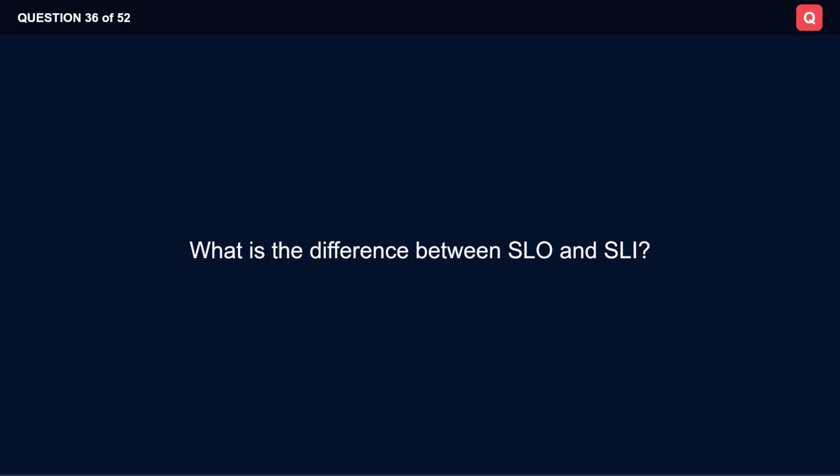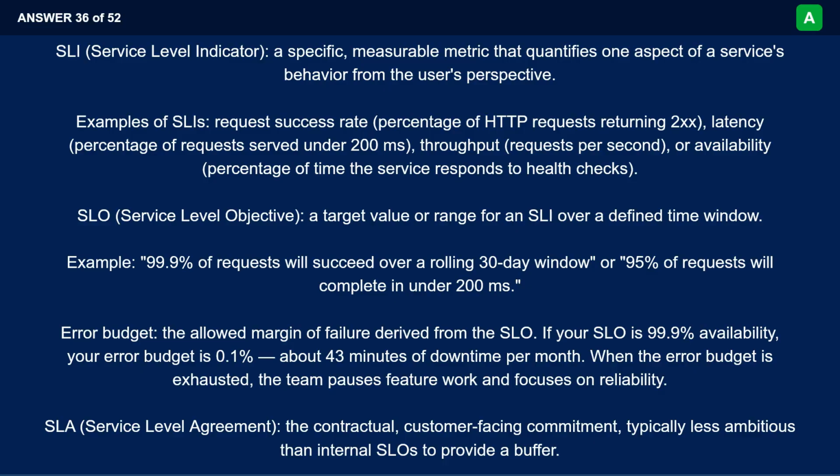What is the difference between SLO and SLI? SLI, Service Level Indicator. A specific, measurable metric that quantifies one aspect of a service's behavior from the user's perspective. Examples of SLIs: request success rate, percentage of HTTP requests returning 2xx, latency, percentage of requests served under 200 ms, throughput, requests per second, or availability, percentage of time the service responds to health checks.